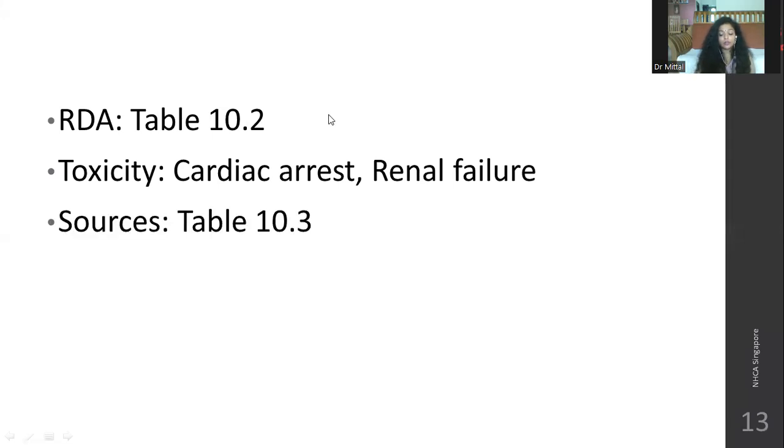Sources of potassium. Which is the best source of potassium from table 10.3? You can mention in the chat box. Name the 3 best sources of potassium. Those who have not received the textbook yet, it would be knowledge for them as well. 3 best sources of potassium from the table. Table 10.3, a few food items they have written. And for every 100 gram of this particular food, how much sodium and how much potassium you will receive is also mentioned.